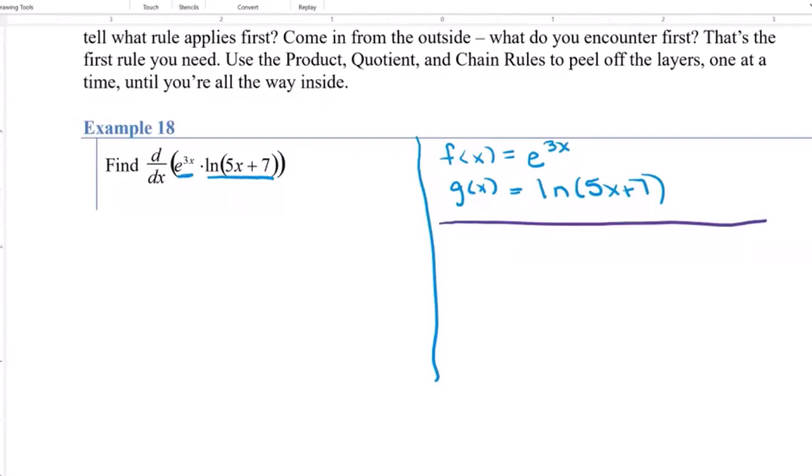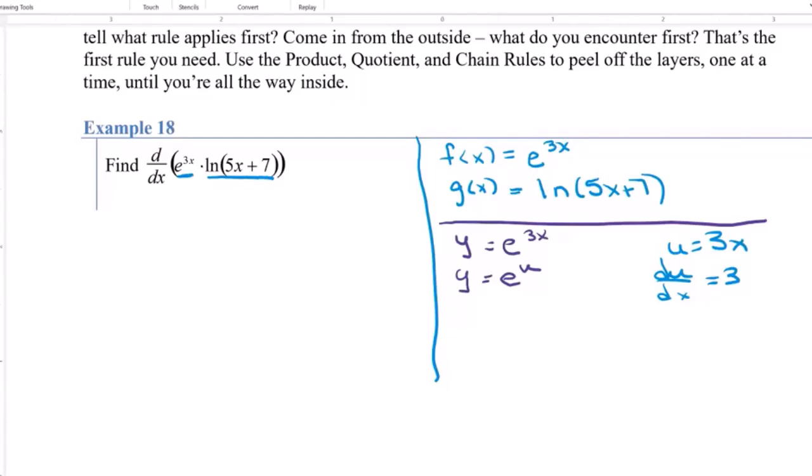We'll say y equals e to the 3x. I'm going to let u equals 3x and du dx equals 3. Okay, so now I have y equals e to the u.